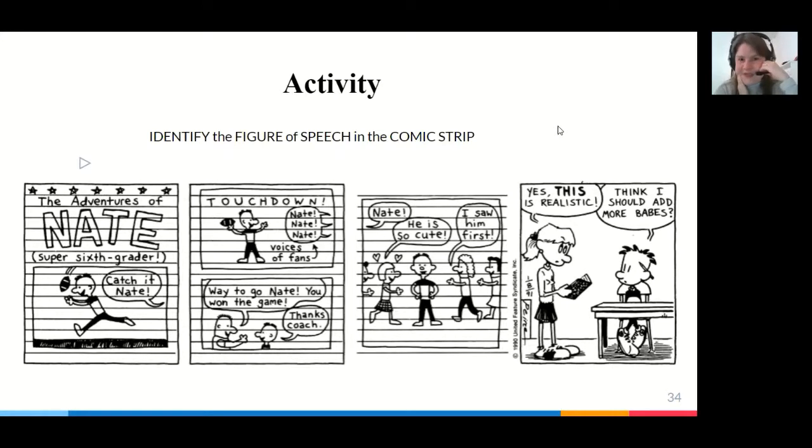And then his classmate comes and gets the comic strip that he's drawing and says, yes, this is realistic. And then he answers, do you think I should add more babes, more girls? So what is the figure of speech in this comic strip?